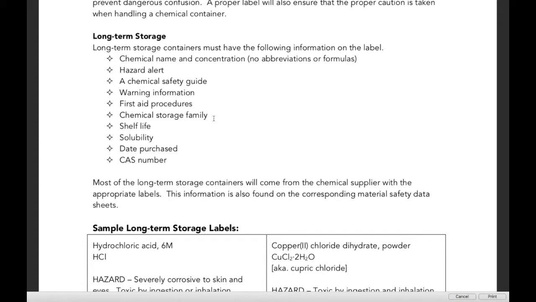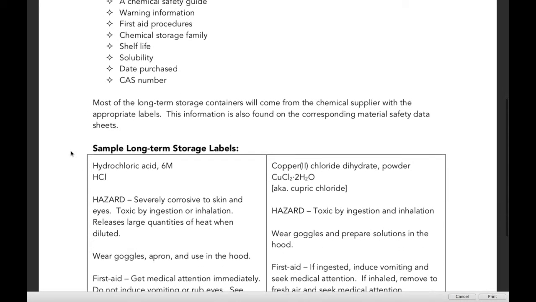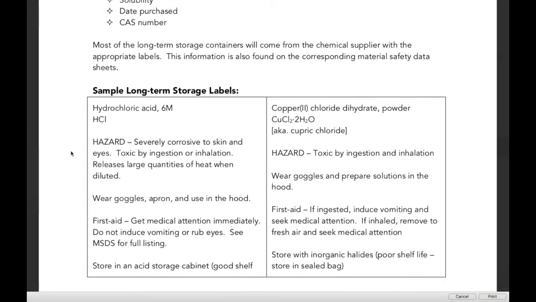What family it goes to, where should it be stored in your storeroom? That comes from the Flynn catalog, and there are other resources out there on how to store things in your storeroom. There are certain groups and families, things that go together. Shelf life, solubility, date purchased, and then a number that goes with it in terms of a catalog number. All right, so here's an example of a long-term one.